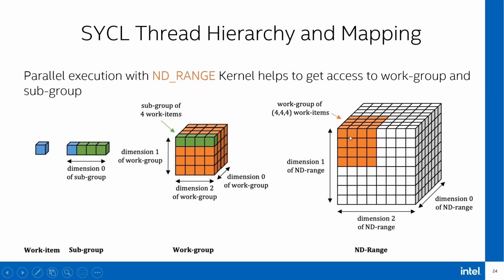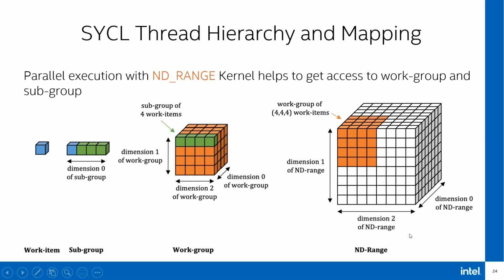So here we can see a large block. This block is the entire chunk of data that we have. We call it the ND range. As you can see here, it's three-dimensional. It can be one, two, or three-dimensional. Three dimensions is the maximum dimension supported by SYCL.